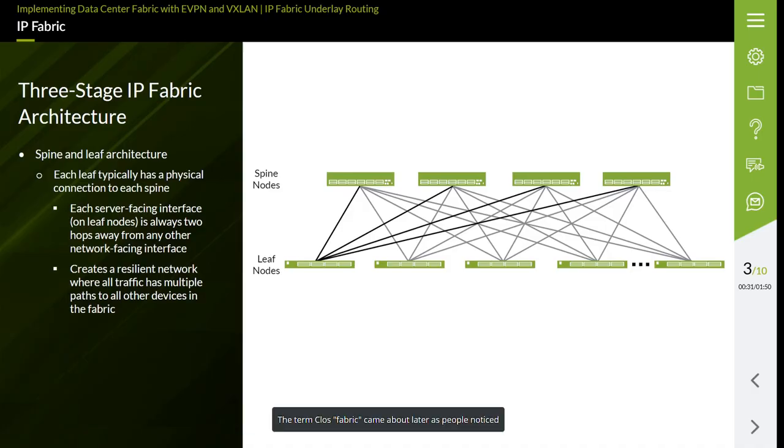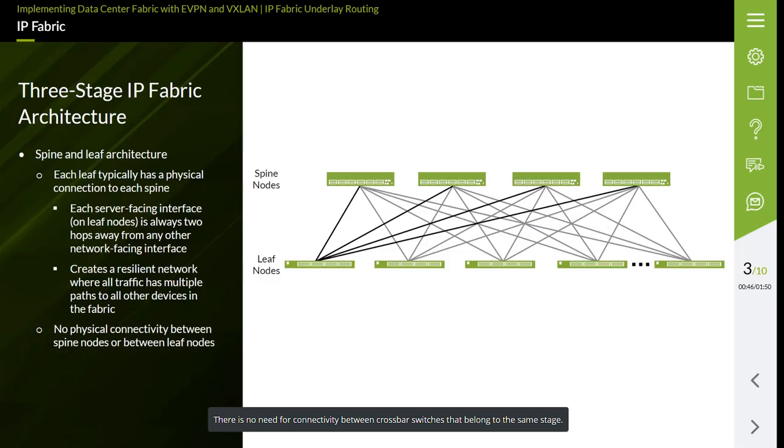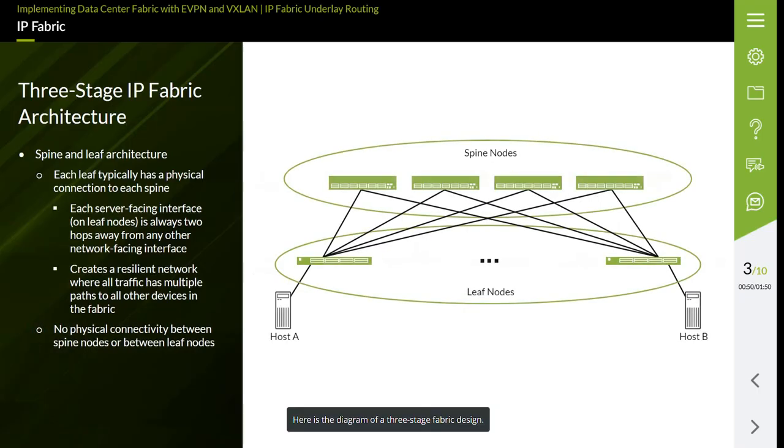The term Clos fabric came about later as people noticed that the pattern of links looked like threads in a woven piece of cloth. You should notice that the goal of the design is to provide connectivity from an ingress crossbar switch to an egress crossbar switch. There is no need for connectivity between crossbar switches that belong to the same stage. Here is the diagram of a three-stage fabric design.